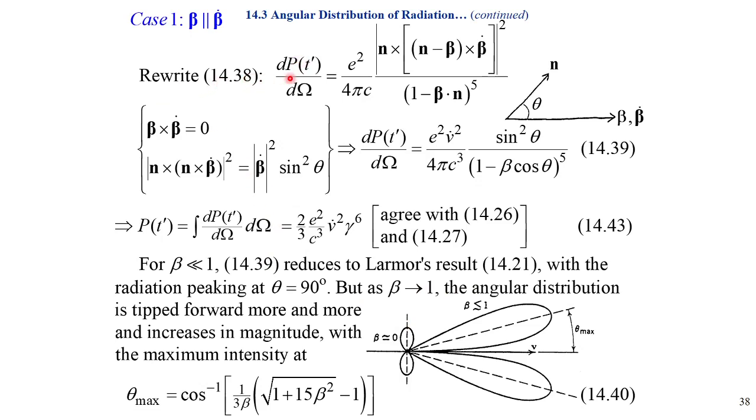Therefore, we got this one, the pt prime over the omega, e squared, and beta is the same as beta dot. Okay, beta is the same as beta dot. So beta cross beta dot is 0. Therefore, we can simplify this one. N cross beta dot equals beta dot square sine square theta. Okay, so in terms of capital theta, we can reduce to theta.